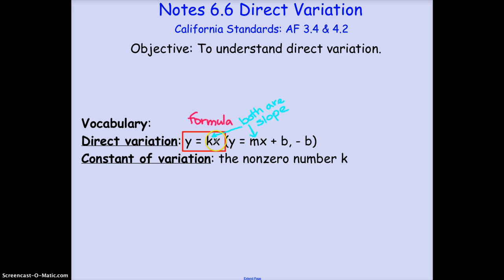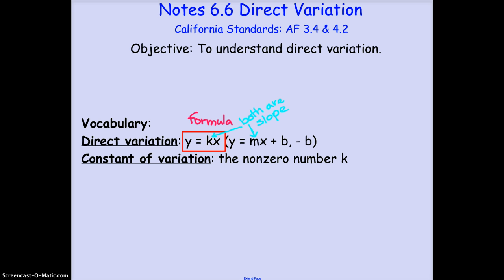So when we've got direct variation, we don't have a b. You can see here I've subtracted the b off. The reason is if there's no b, that means the b would be 0, meaning the y-intercept must be 0. So it has to cross at the origin. And then the k is the constant, it's the slope. So it's how much your line is angling up or down.